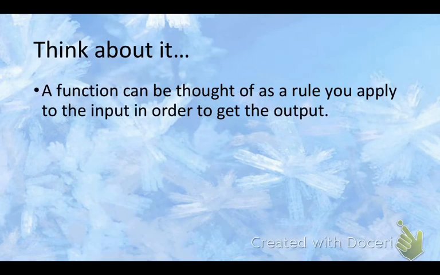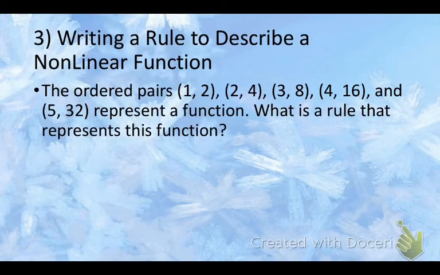Now, when we think about functions, what is a function? We want to keep that idea in mind that a function can be thought of as a rule that we apply to the input to get the output. When you were in 7th grade math, or 6th grade math, it's possible that you talked about a function machine, looking at the rule that you apply, and that same idea applies here. So how can we write that rule when we have ordered pairs here?